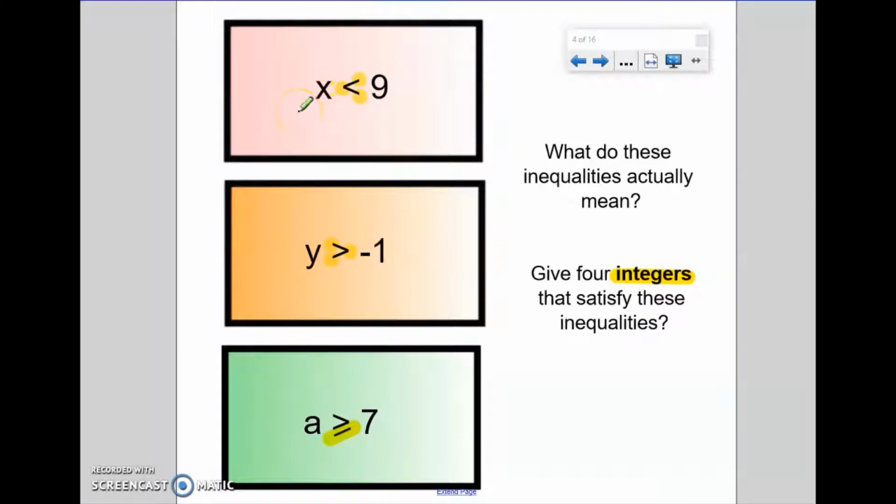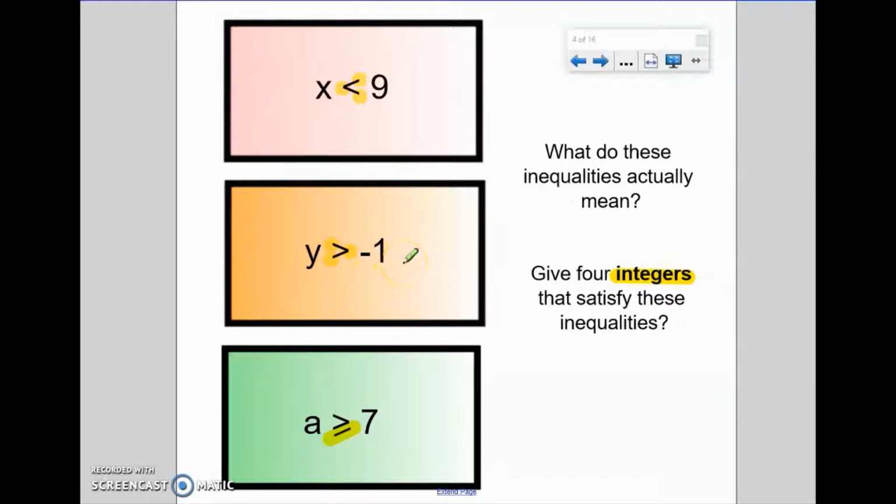So if I wanted to give 4 integers that satisfy this inequality, I could say 8, 7, 6, and 5. Of course, I could say minus a million, minus 234. They would also satisfy the inequality, but I only asked for 4. If I want 4 integers that satisfy this inequality, I want 4 whole numbers that are greater than -1. So I may just give 2, 4, 6, and 8. 4 integers that are greater than -1.